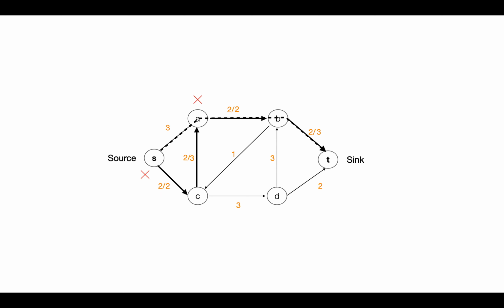So if we first pick this path, S to C, C to A to B, and B to T, the flow that we are getting in this network from source to sink is 2. But this is not the max possible flow through the network. We saw a few minutes ago that the max possible flow through this network is 4.